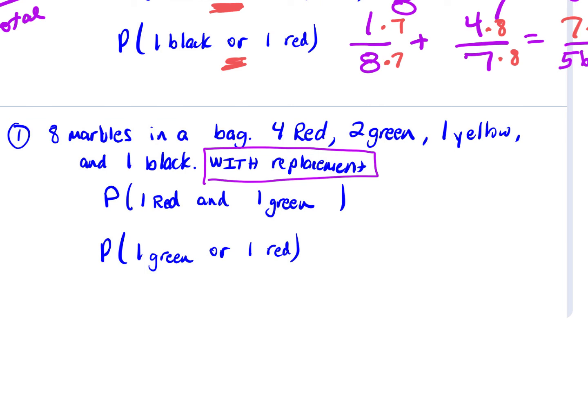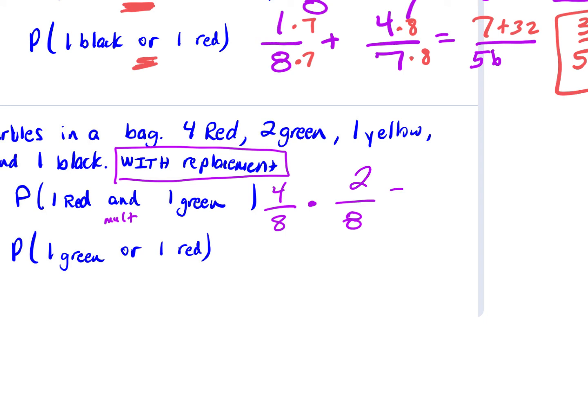How many reds are there to begin with? 4. Out of how many total? 8. Thank you. What does the word and mean to do? So multiply. So times. I put that marble back in, so there's still 8 in the bag. And how many of them are now green? 2. Multiply that together. 4 times 2 is 8. 8 times 8 is 64.